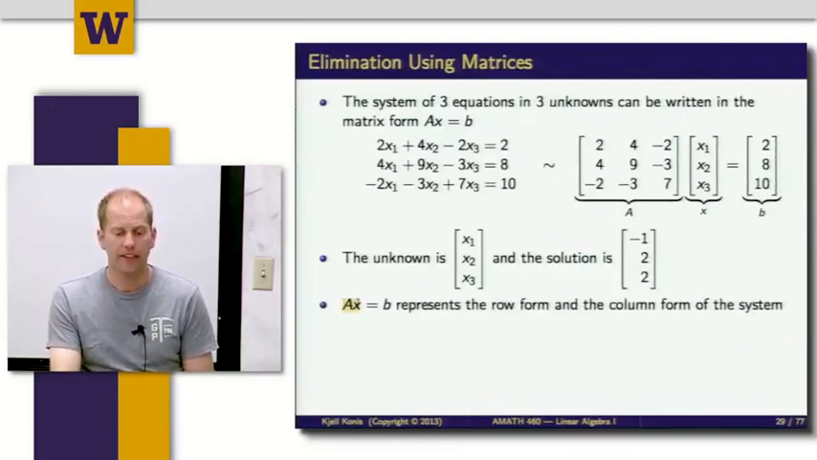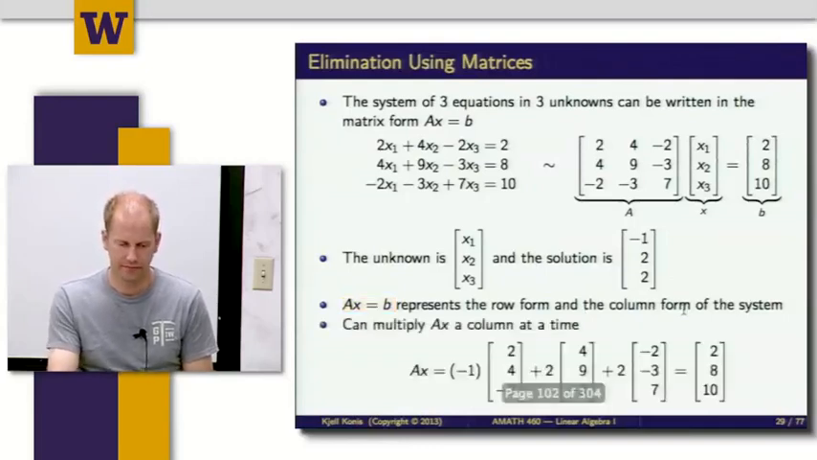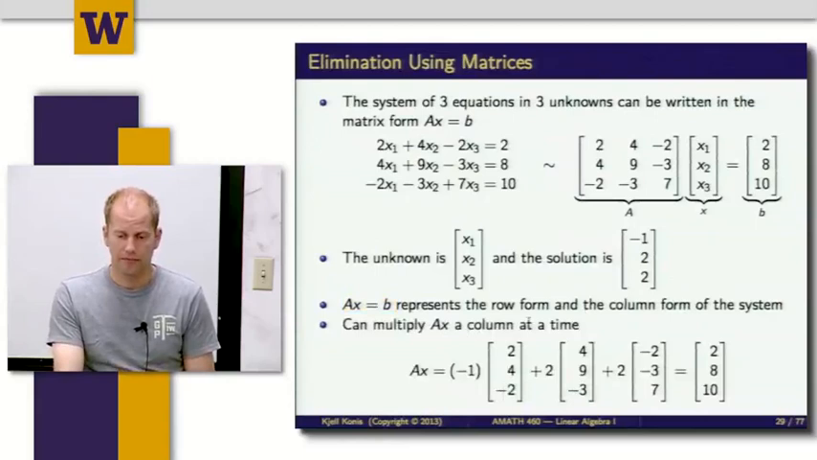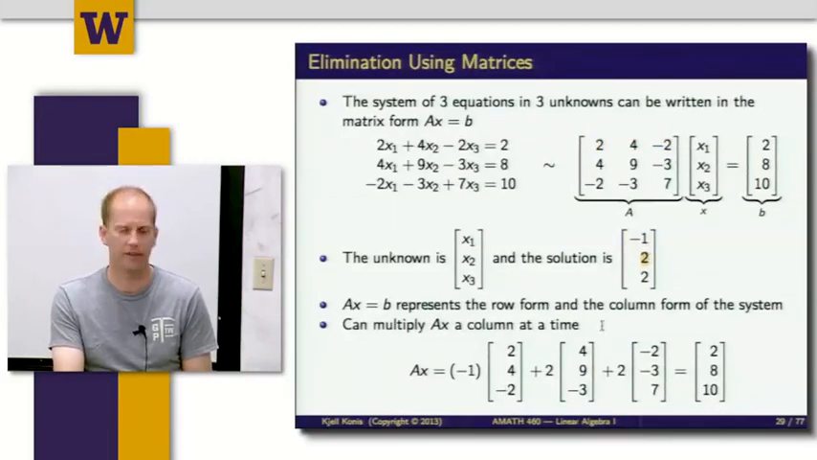Now if I think about this as a matrix formula, Ax equals b, that's both the row form and the column form of the system. I can either think of this as a dot product. If I do the dot product of each row with this solution, we'll see that we get 2, 8, 10. And I can also think of multiplying A times x as this linear combination: the first element of x times the first column of A, plus the second element of x times the second column of A, plus the third element of x times the third column of A. And that also gives me 2, 8, 10.